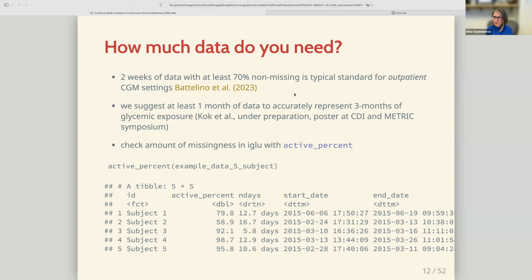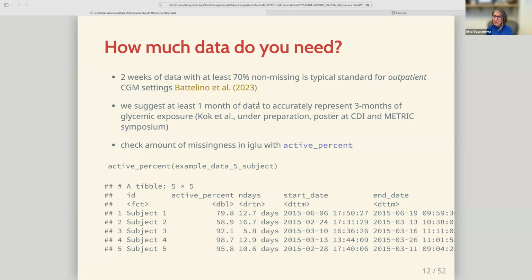We have work under preparation. It's not submitted yet, but we had a poster at the CDI symposium, and we will have a poster at the Metric symposium that Victoria alluded to in the beginning. If you want to represent 3 months of glycemic exposure, we suggest that you need at least 1 month of data, and that 2 weeks may not be enough. Depending on what you're studying, maybe you're only interested in 2 weeks, and then that's a different conversation.